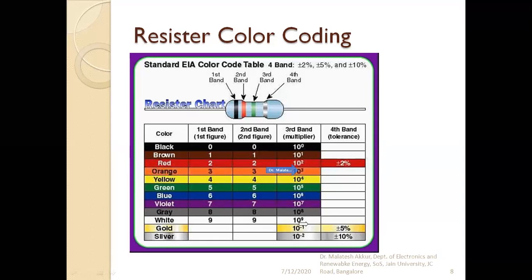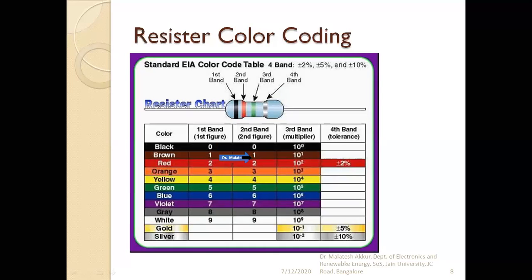Now the tolerance is nothing but the range within which we can have the value of the resistance when we measure in the lab. Say for example, 100 ohm is the resistance value if the color code is brown, black, and again brown. Its color coded value is 100 ohm. But if I measure in the lab with a multimeter or ohm meter, it will not show exactly 100 ohm.